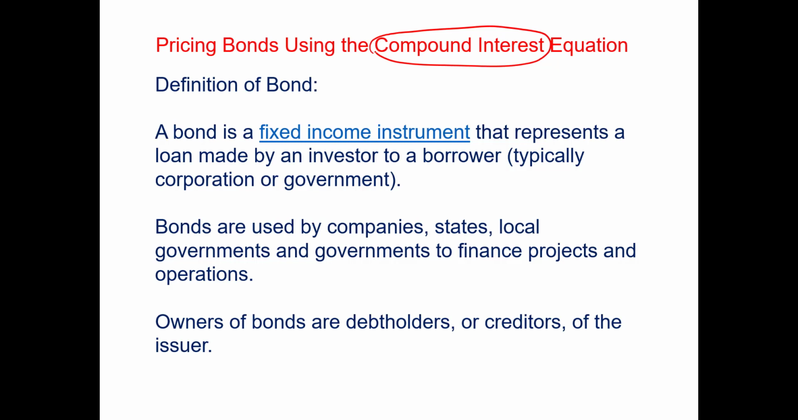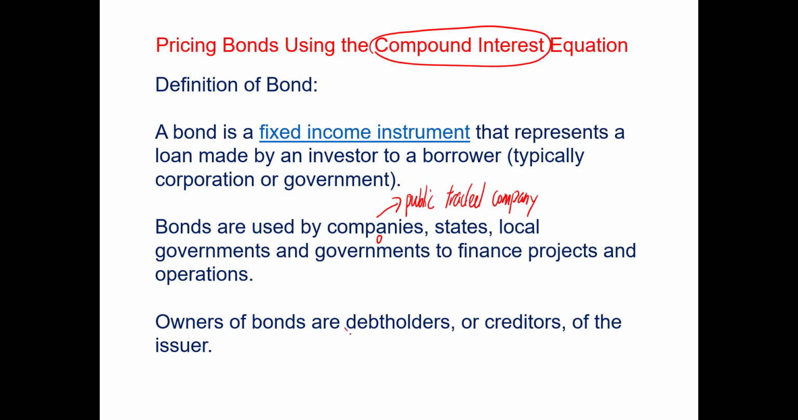The bonds are used by companies, especially public companies, public trading. The federal government, state government, local government, they all use bonds to finance projects and operations. And owners of the bond are called debt holders or creditors of the issuer.